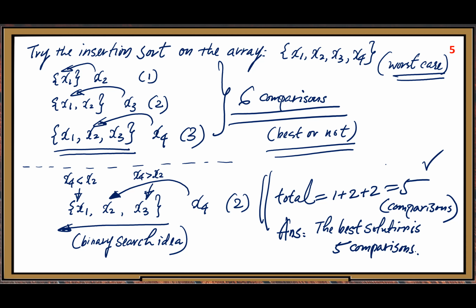We already have the best solution, not 4 comparisons. Nobody can use 4 comparisons to sort a 4-element array for the worst case. Do not tell me the best case. Best case you can do faster, you can use 3 comparisons, but not the worst case. In the worst case, nobody can use 4 comparisons to sort a 4-element array.